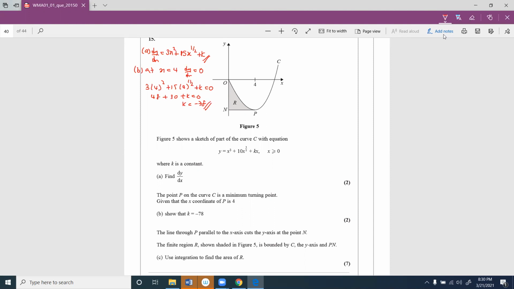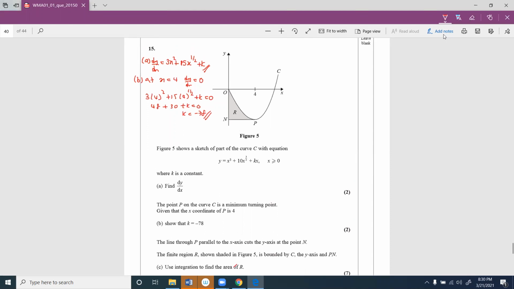Then they mention the line through point P parallel to the x-axis cuts the y-axis at point N, and to find the region R as shown in figure 5 bounded by C. So you have to find the region R. Initially we know that the x coordinate is 4. If you substitute over here, you can get the y coordinate. When x equals 4, y is 4 to the power 3 plus 10 times 4 to the power 3 over 2, minus 78 times 4. Let me see what is the answer over here.